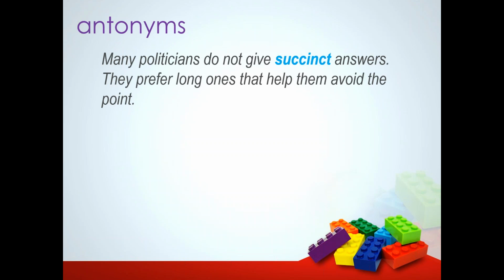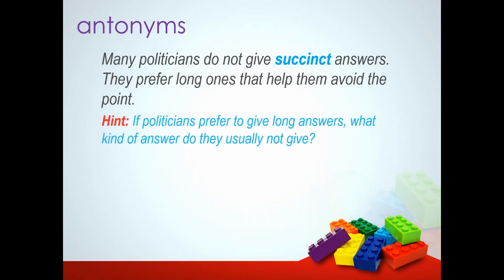So here's another antonym. Many politicians do not give succinct answers. That's a funny one if you listened to the debates last night. They prefer long ones that help them avoid the point. So the opposite of succinct would be long. So succinct must be very short and precise. If politicians prefer to give long answers, then what kind of answer do they usually not give? That would be a short one.